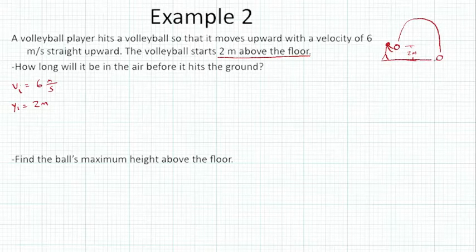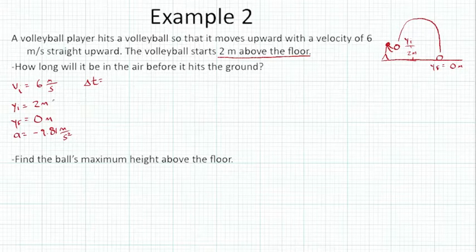So if it starts at position 2, what's the final position? What's the YF? That would be 0, at 0 meters. So that's our YI here. Our YF is 0. So our final Y position is 0 meters. We also do know that our acceleration equals negative 9.81 meters per second squared. And we want to find our time. How long will it take for it to hit the ground?